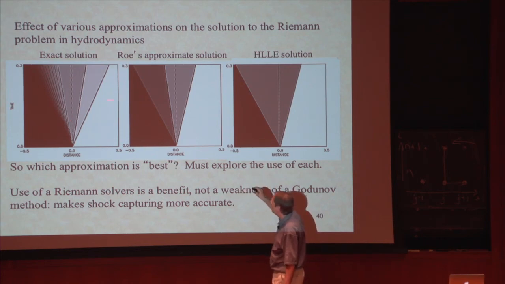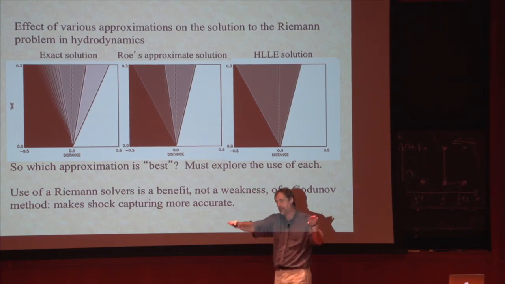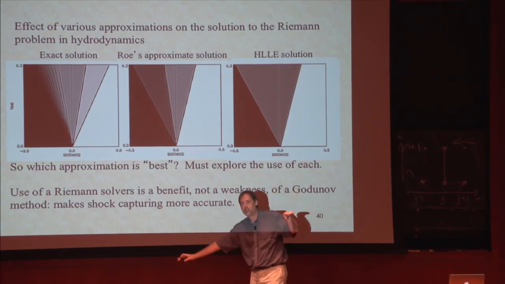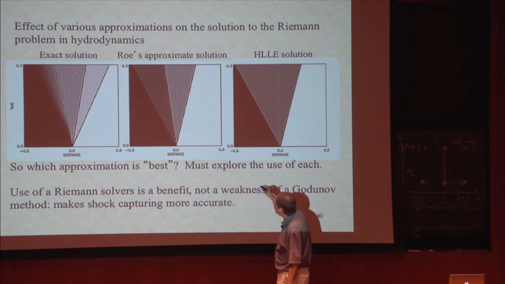And so at any time, if I take a slice in x, I will get this rarefaction, contact, and then a shock wave. And what I want to know is the solution along that dotted line. That's what I need to know. I don't need to know what this rarefaction looks like. I just want to know what the solution is along this intermediate state to compute a flux.